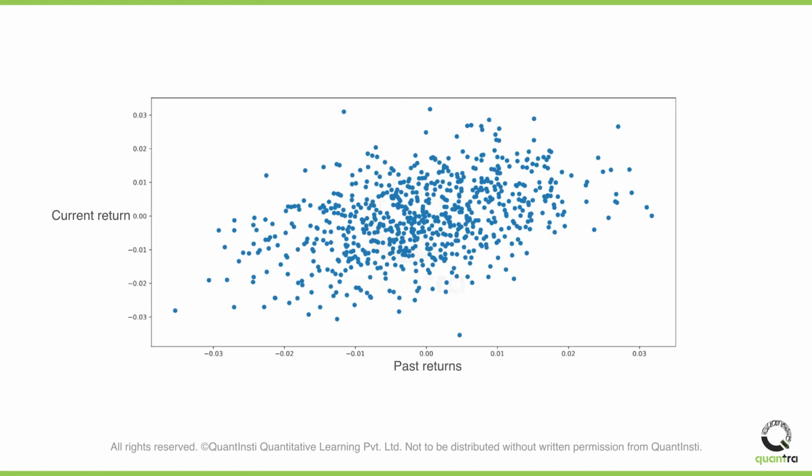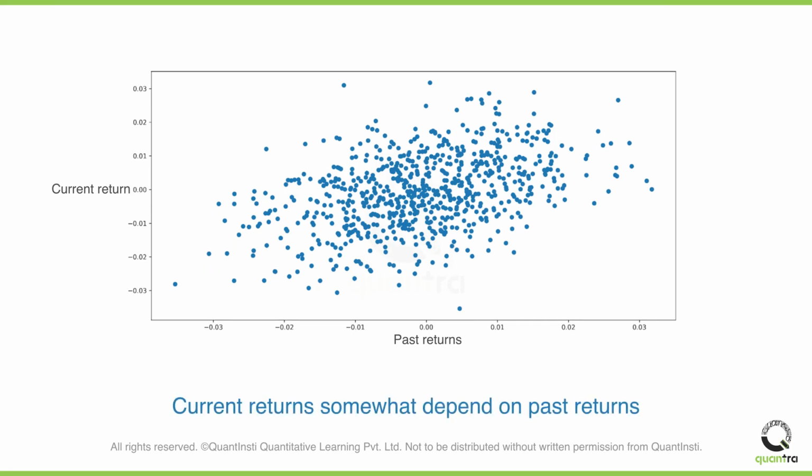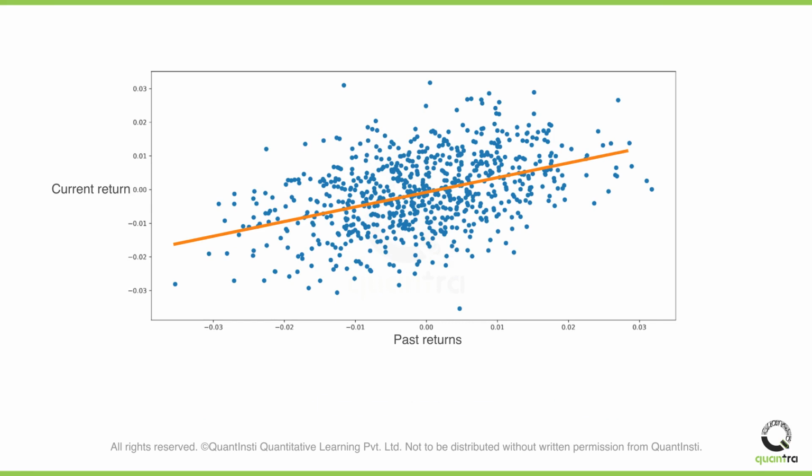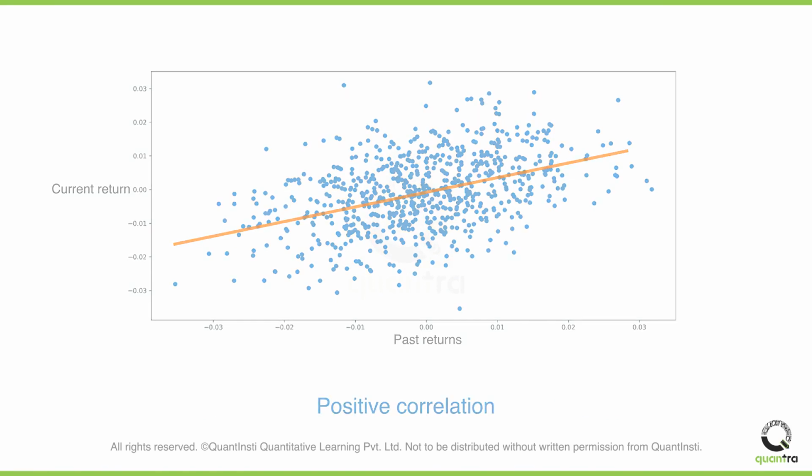We now have some autocorrelation in our returns. It means that current returns somewhat depend on past returns. And by plotting a line, we can see that there is a positive correlation. But how is this achieved?